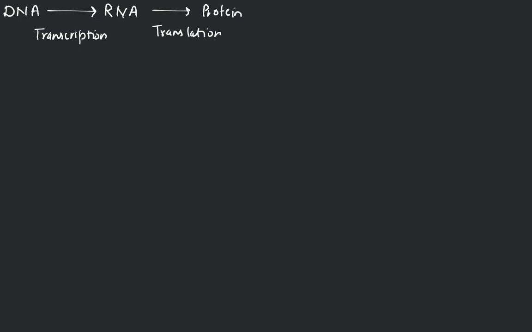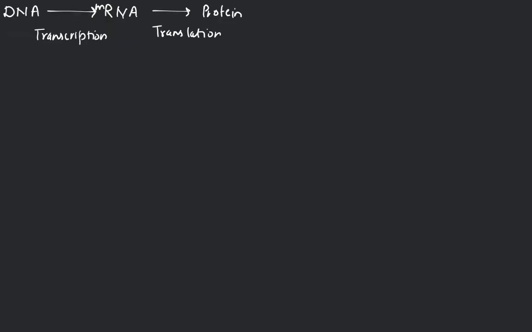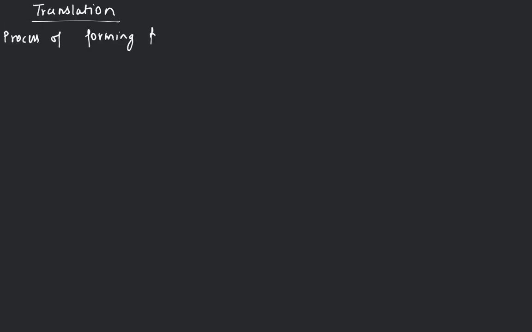Okay, here we will start with translation. As you know, the process of formation of a polypeptide chain from RNA is called translation. I show you here, DNA is converted into mRNA, that is messenger RNA. So the process of forming a polypeptide from mRNA is called translation.